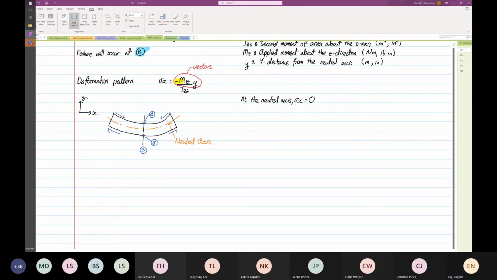Compression. And why is this? If you look at this line that I'm going to highlight now, the circumference is smaller than the neutral axis. For the circumference to be smaller than the neutral axis, it has to be under compression. Where gamma is, which I'm going to highlight now, the circumference is greater than the neutral axis, so it is in tension.